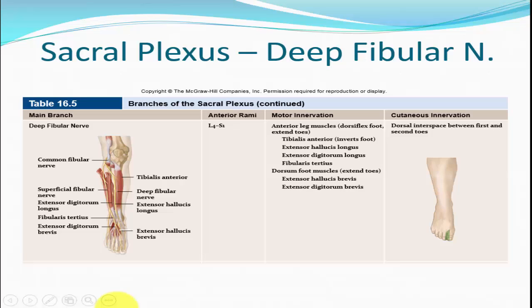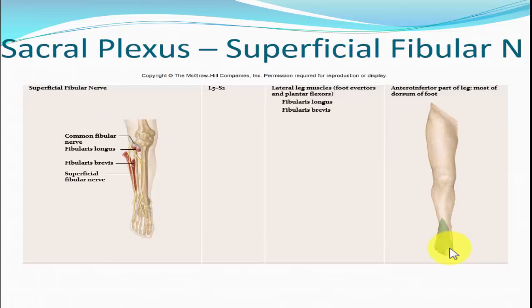The deep fibular nerve is going to have some of your anterior leg muscles, including your anterior tibialis, extensor hallucis longus, extensor digitorum longus, and fibularis tertius, and the dorsum of your foot, including those same hallucis and digitorum extensors. This is going to do the dorsal interspace between the first and second toes, so basically just in between those two toes, right where my pointer's at, is where this fibular nerve is going to have a cutaneous innervation.